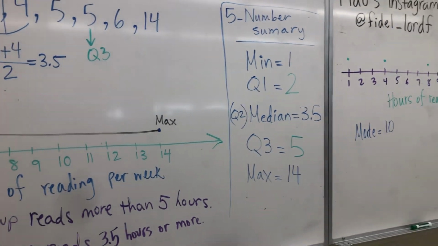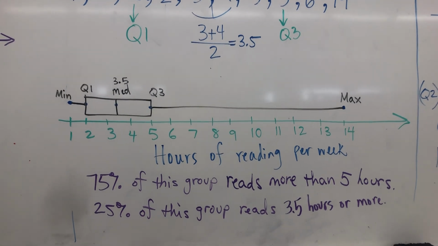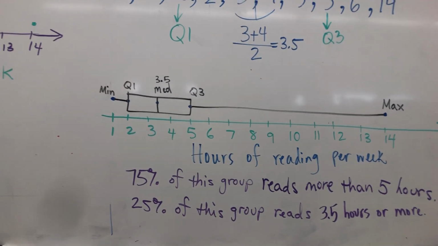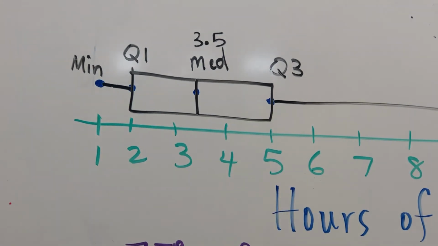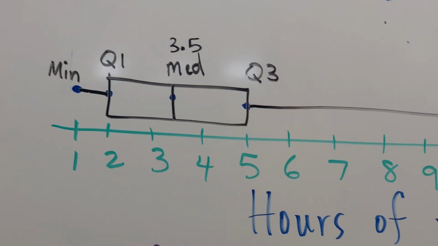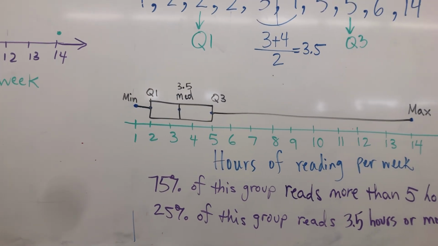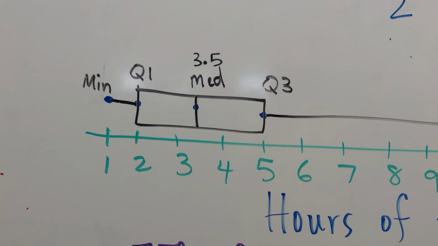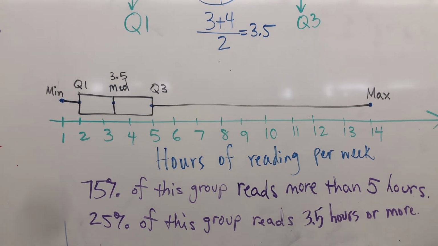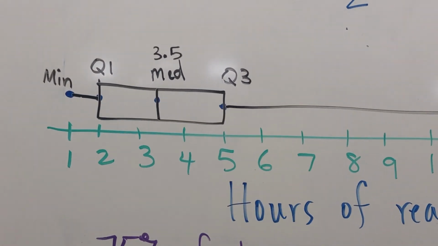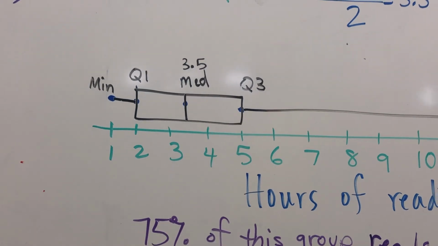So I'm going to go ahead and put these dots, the 5-number summary, on my number line. We're going to create a second number line, but it has the same numbers. So minimum is 1, Q1 is 2, median is 3.5, so between 3 and 4. Then Q3 is 5, and then maximum is 14. I'm going to connect the first and the second dot to create my tail on the left, and then the last two numbers create my tail on the right, and then I create the box in the middle. The line in the middle that's on 3.5 shows my median.